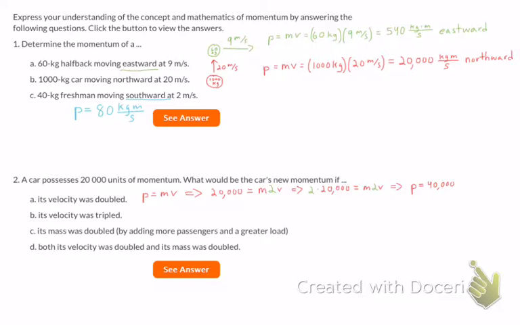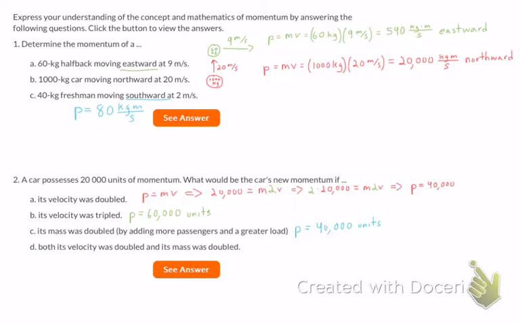Alright, so B and C are pretty much the same thing, so I'll just write in the answers. For B, the answer would be 60,000 units. So P equals 60,000 units. And for C, P equals 40,000 units. Again, both the velocity and the mass are directly proportional to the momentum. So if we increase the mass and increase the velocity, the momentum will increase accordingly. And if we decrease the mass or decrease the velocity, then it'll decrease the momentum.